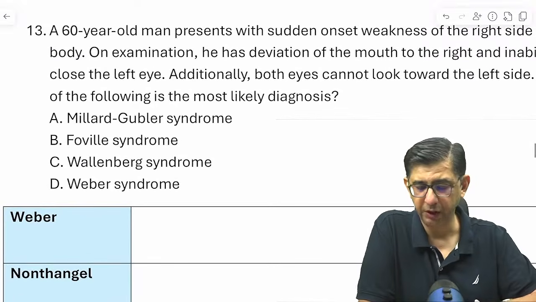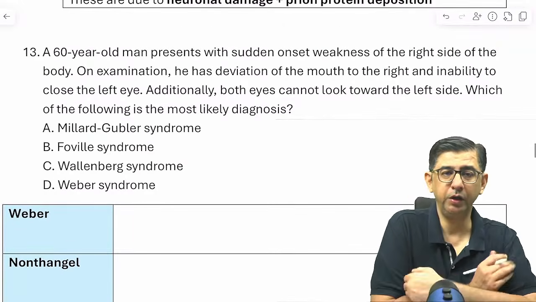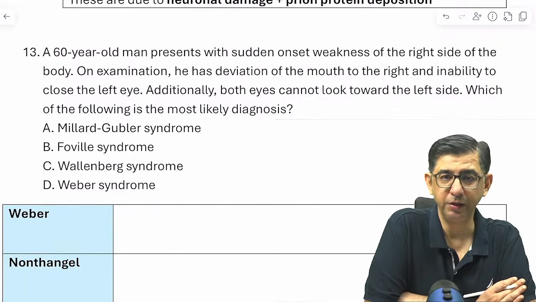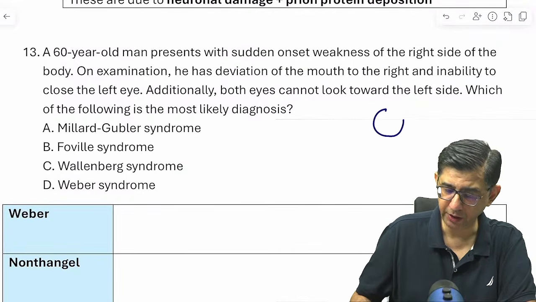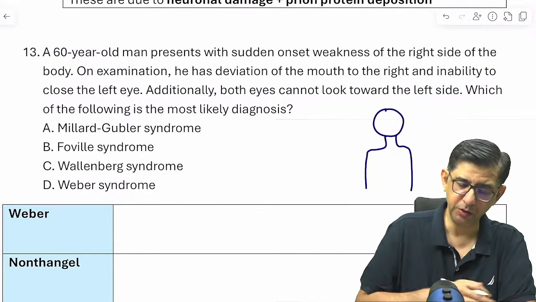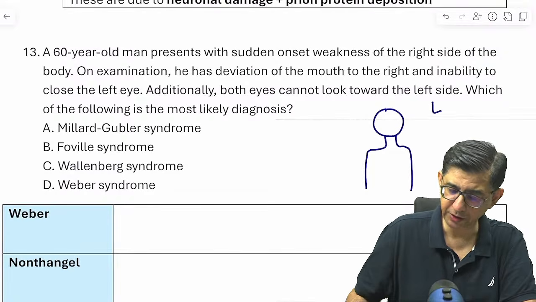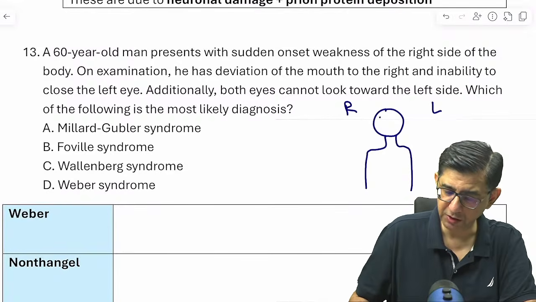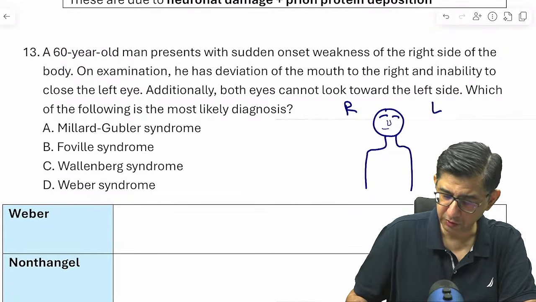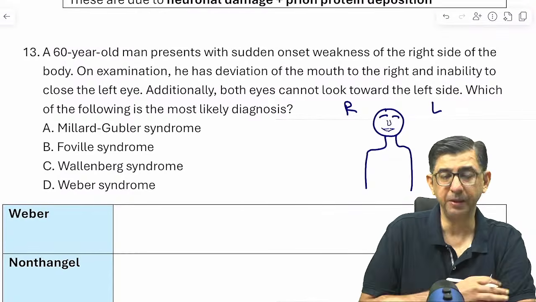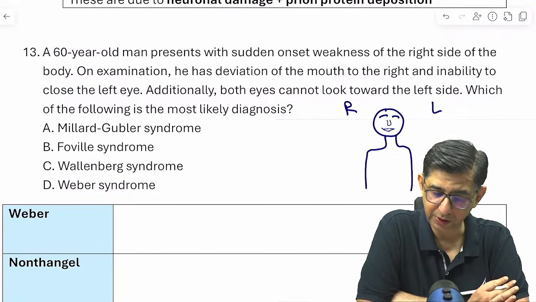Let's move to the 13th one. Here I've deliberately not kept the answer because I want you to just read and let your mind oscillate between left and right. So anytime they give you a question like this, first make up a mind map of what is actually going on in the patient. There's a sudden onset weakness on the right side of the body. The patient's face is deviated towards the right side. So I'll use a finer font to say that in this individual, the face is deviated towards one side, that is right.